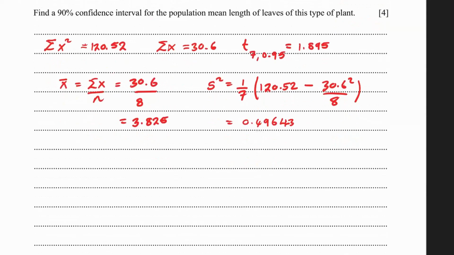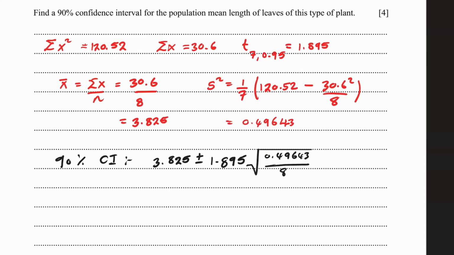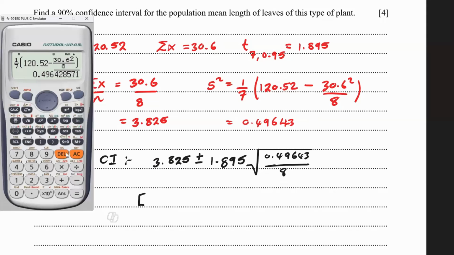So we can now calculate the 90% confidence interval, which is going to be 3.825 plus or minus the critical T value 1.895 times the square root of s squared, which is 0.49643, over n, which is in this case 8, like this. All right, so we're going to get the following limits. Let's do the calculation.